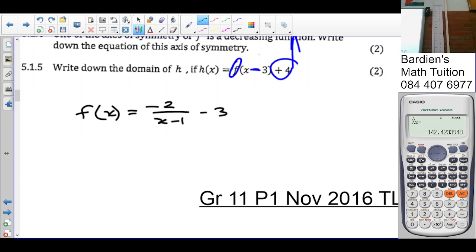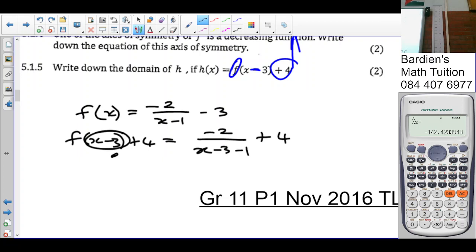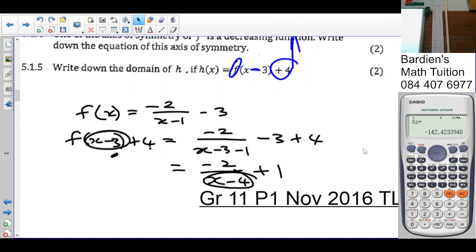Now if you're going to go with h of x, which is f of x minus 3 plus 4, wherever we see an x, we replace it with x minus 3. So it's x minus 3 minus 1 plus 4. That is this part. Minus 3, that is that part now. Plus 4. So this equation is negative 2 over x minus 4 plus 1. So the equation of the asymptote is x is equal to 4 and not 2. Okay. That's another way of looking at the same thing there.